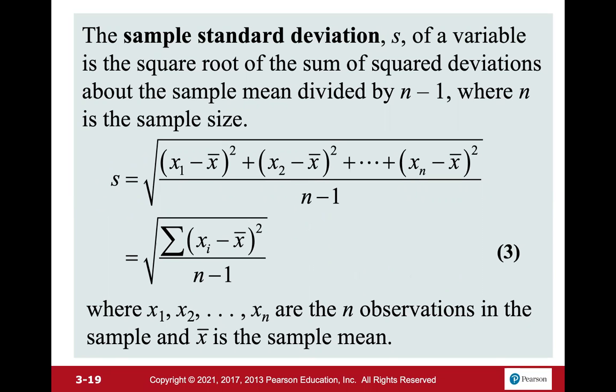But now, the sample standard deviation S of a variable is the square root of the sum of square deviations about the sample mean divided, this time, by n minus 1, where n is the sample size. And we have x1, x2, x3, all the way up to xn. Those are the observations, so those are the values that we're taking the standard deviation of.